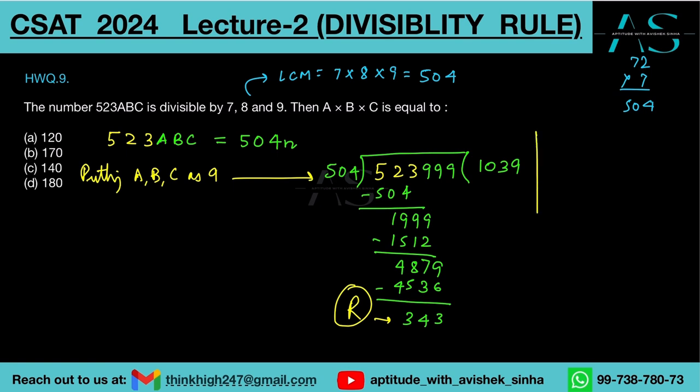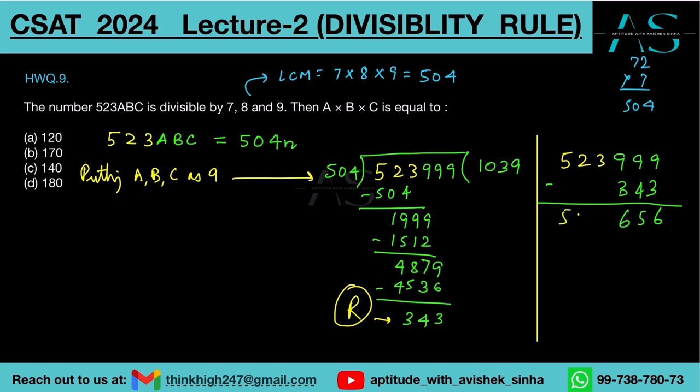What should be our number? So 5, 2, 3 does not change, and in place of A, B and C I have put 9. Take out the remainder, that is 343. The number formed is 6, 5, 6, 5, 2, 3. Now this is one of the cases.